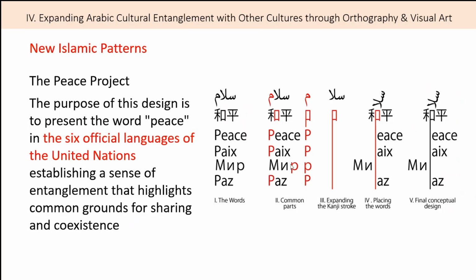It was the P in English, or the P here in those languages. But in Chinese and Arabic, it was different. So I picked this part of the Chinese character, and if you expanded this vertical stroke of it, it would be similar to P, and the meem would also be similar to P. So the development ended up in this form of conceptual design.